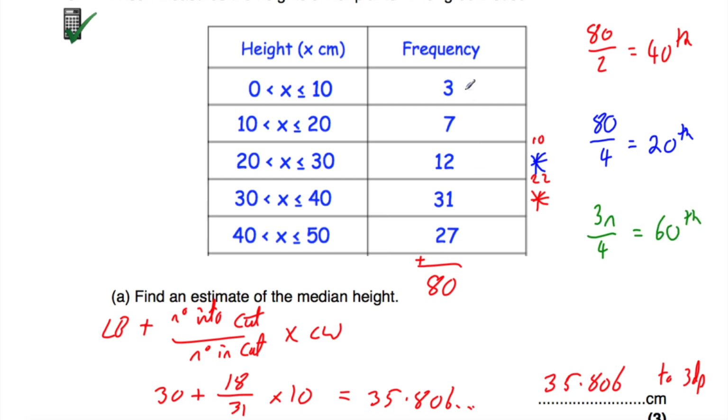So is the 60th value in here? No. So this was 22 up to the end of this category. Then another 31 would be 53. So is the 60th value in here? No. So the 60th value, the upper quartile, would be in this last class interval here. So we're looking at this class interval here.